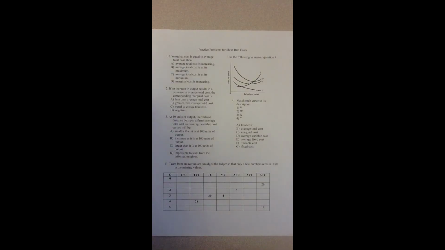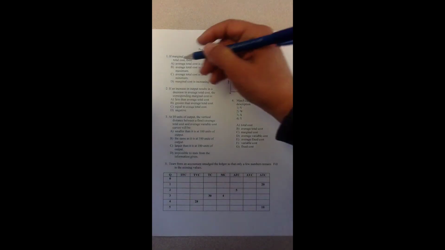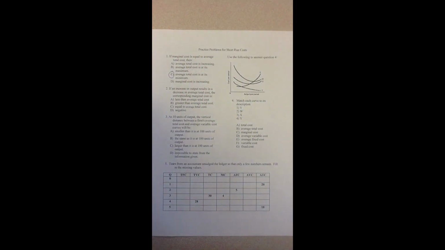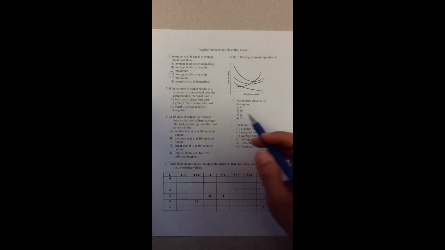Okay, let's go over this worksheet. So question 1, if marginal cost is equal to average total cost, then that is the minimum of average total cost. An increase in output results in a decrease in average total cost. So average total cost is falling, so that means marginal cost must be below it.